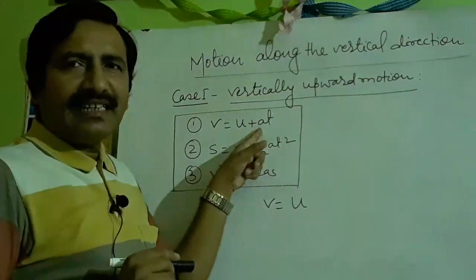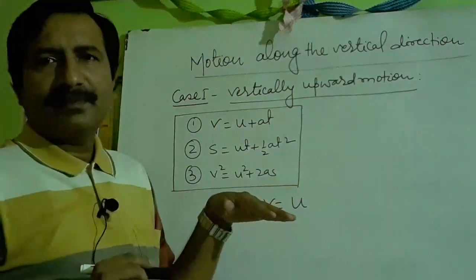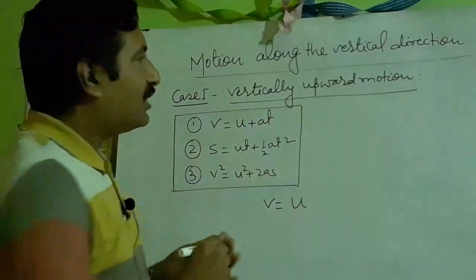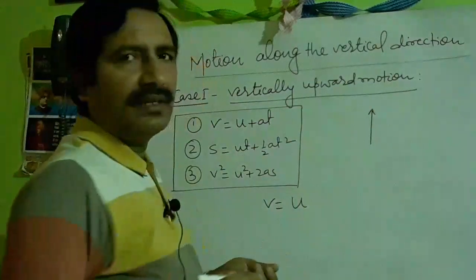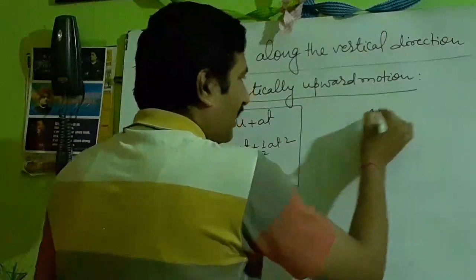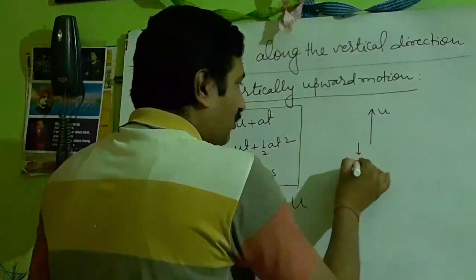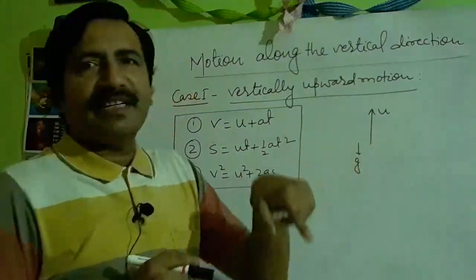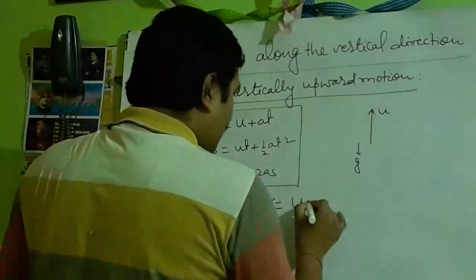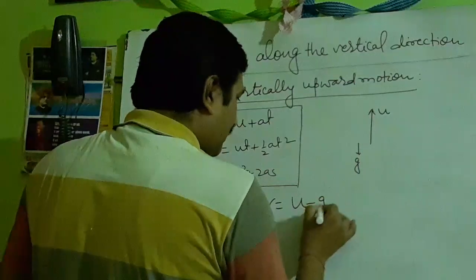And you understand that a will be negative because it is acting downward, and you are throwing a body upward. You are throwing a body upward with initial velocity u, and acceleration is acting downward. So if you will take u positive, g will be negative. So this equation becomes v is equal to u minus gt.